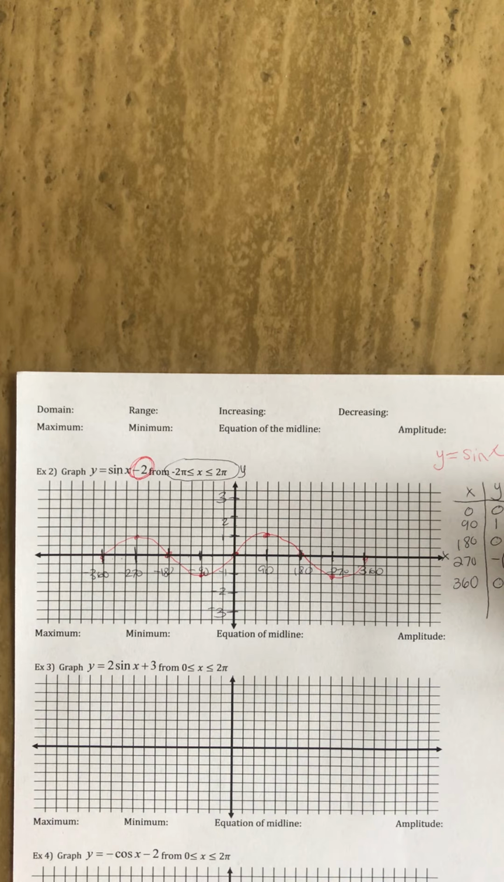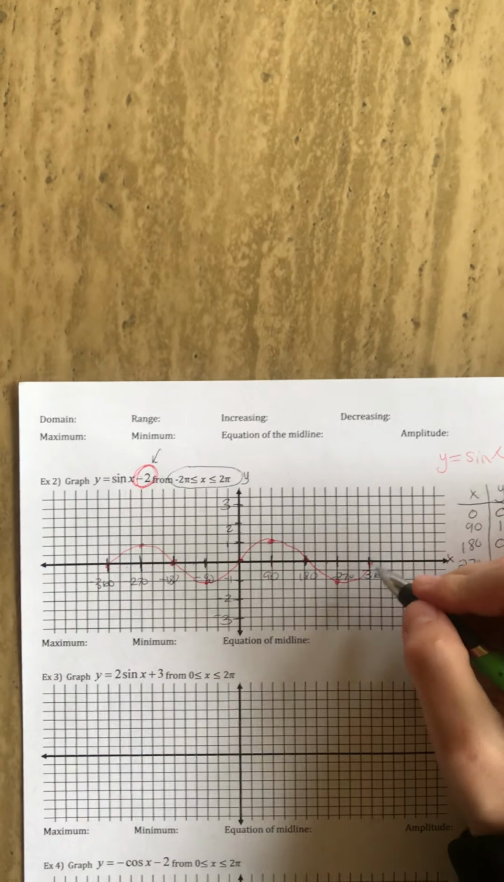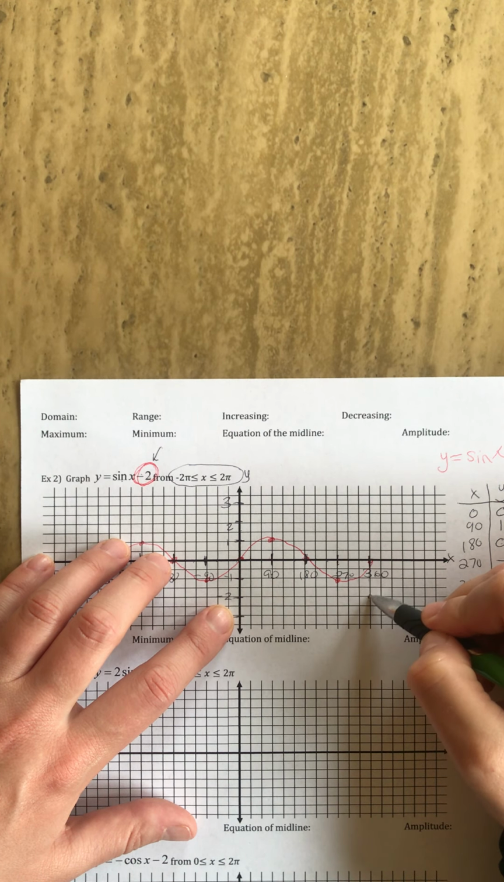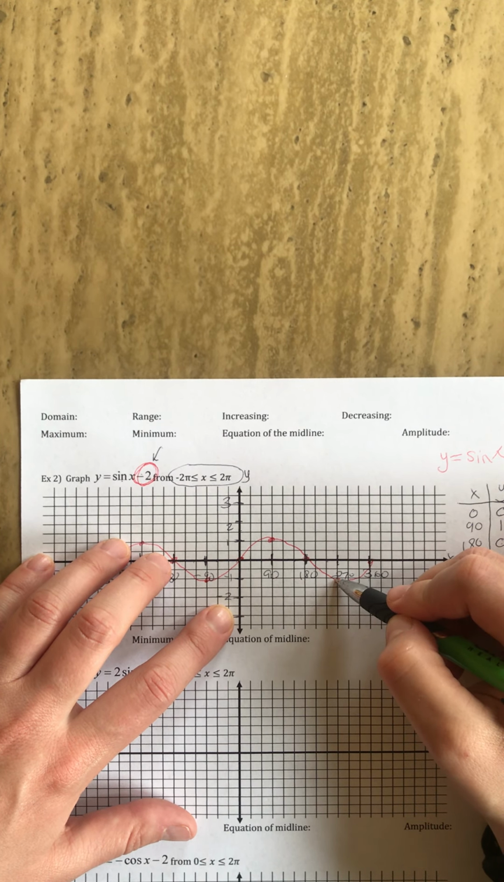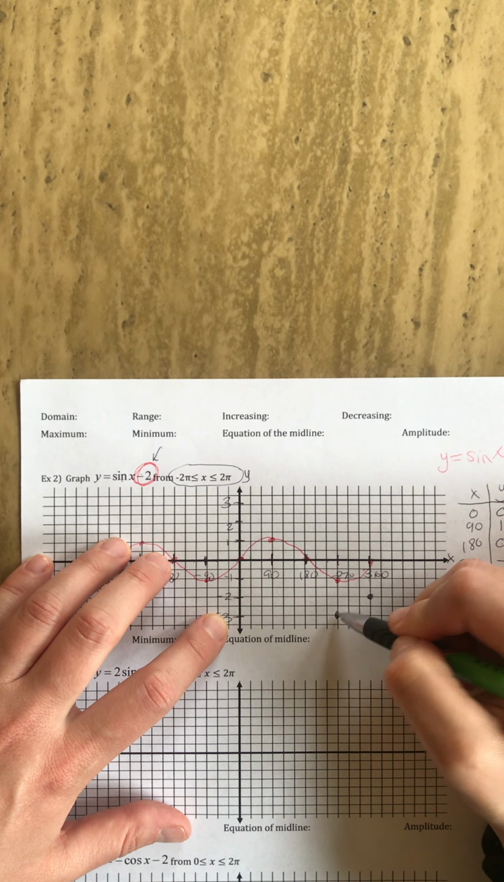Okay, so now you're going to take every single one of those points and shift it down 2. Negative means down, so you're going to be going down 2. If this is at 0, you go down 1, 2 to -2. This is at -1, you go down 2, 1, 2 to -3.